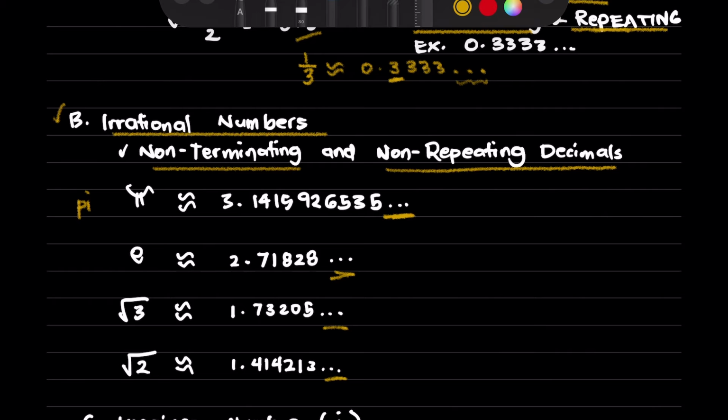Okay, yung pi, yung kanyang value is 3.1415926535 and so on and so forth. So, wala kayong nakita na umuulit. Tama?